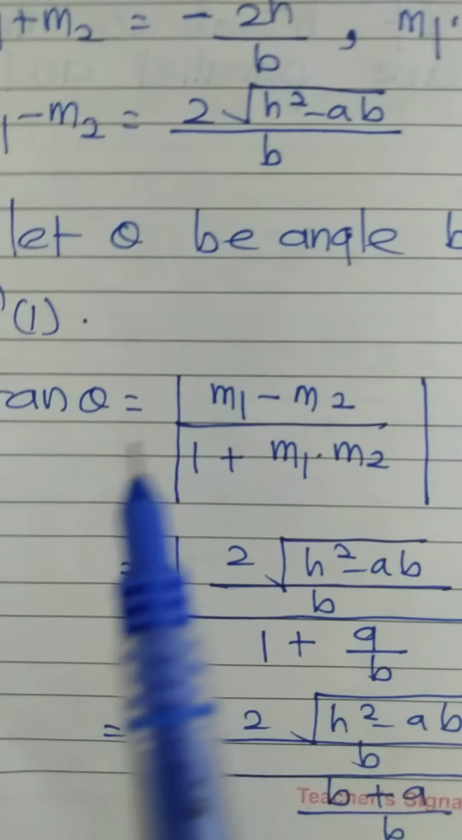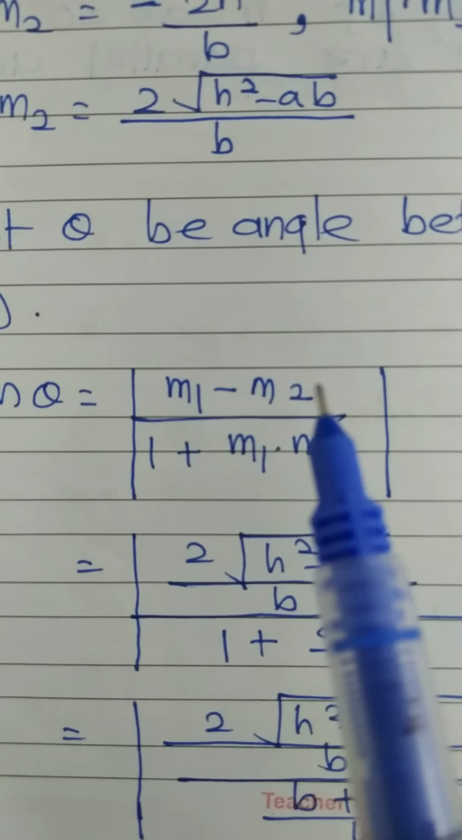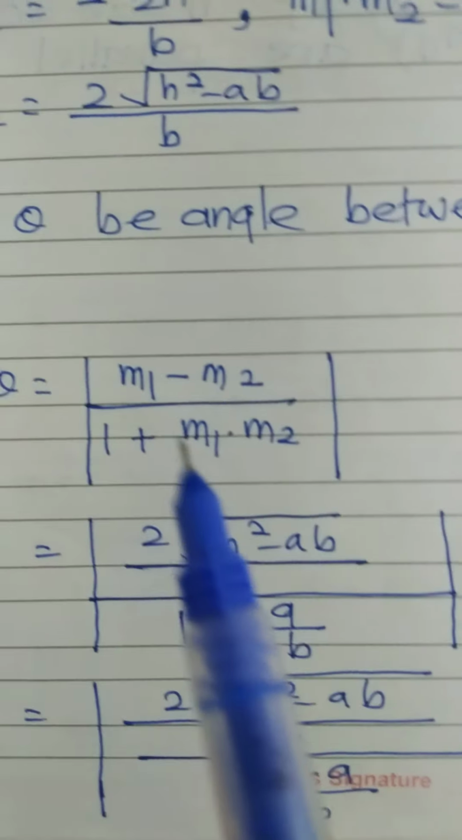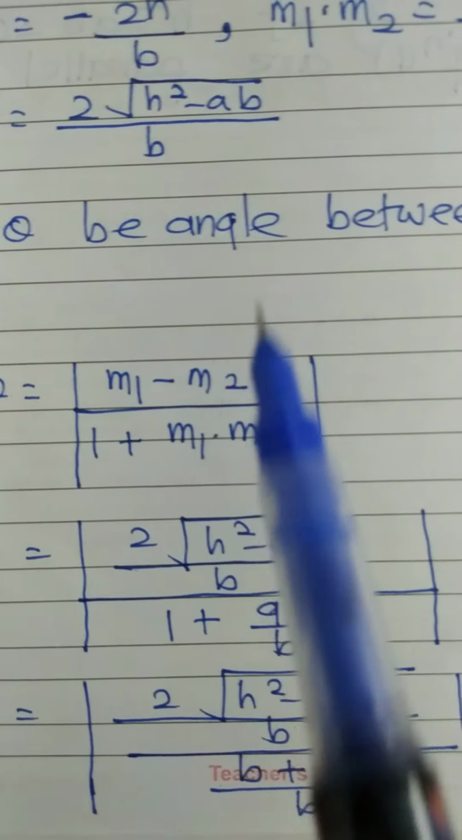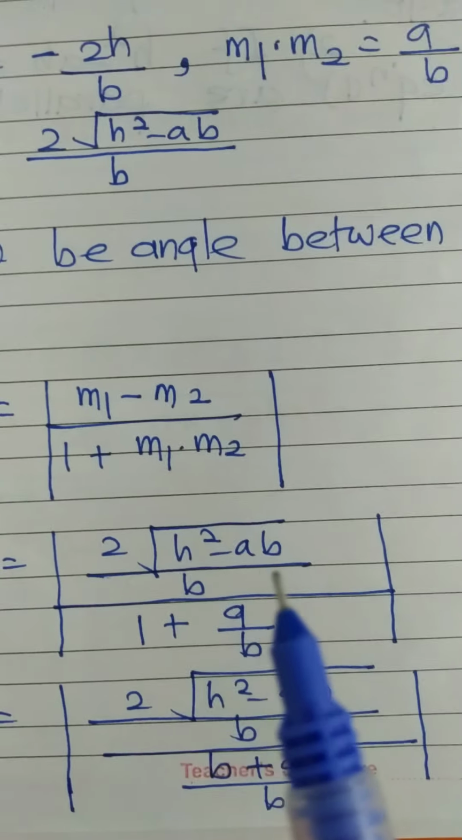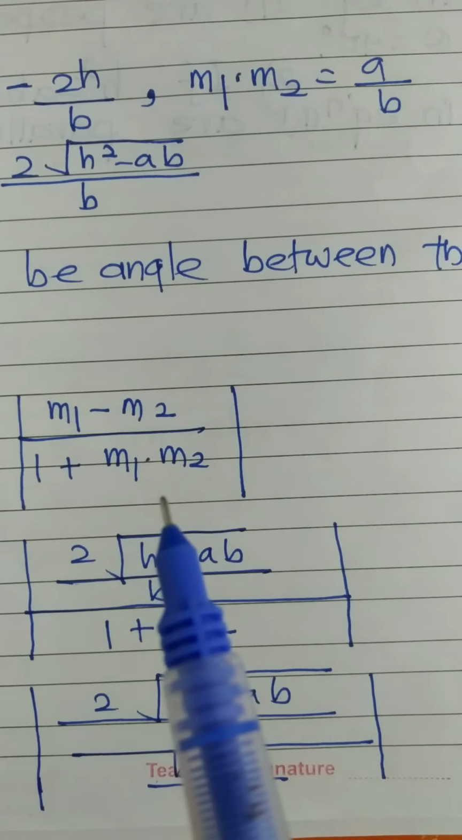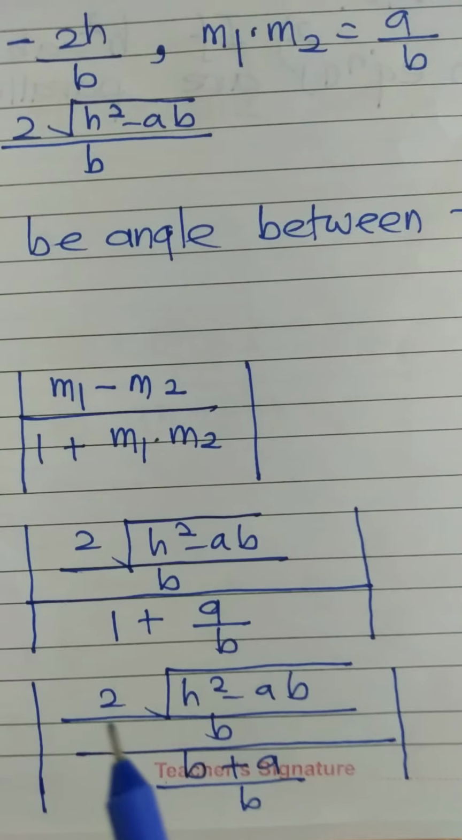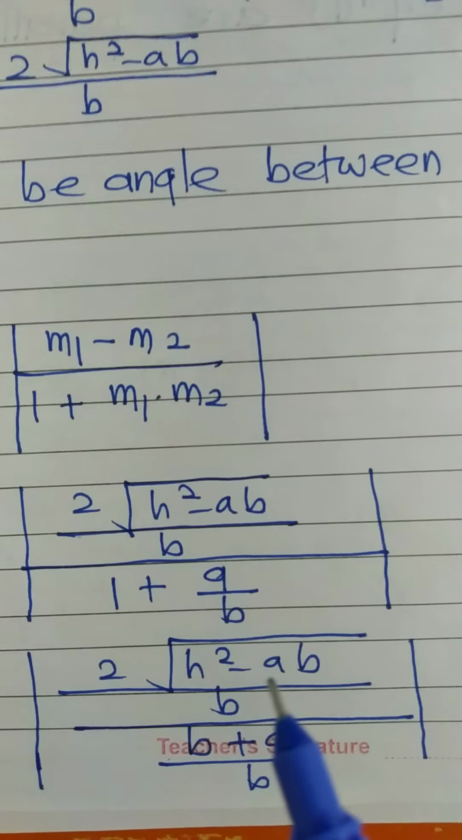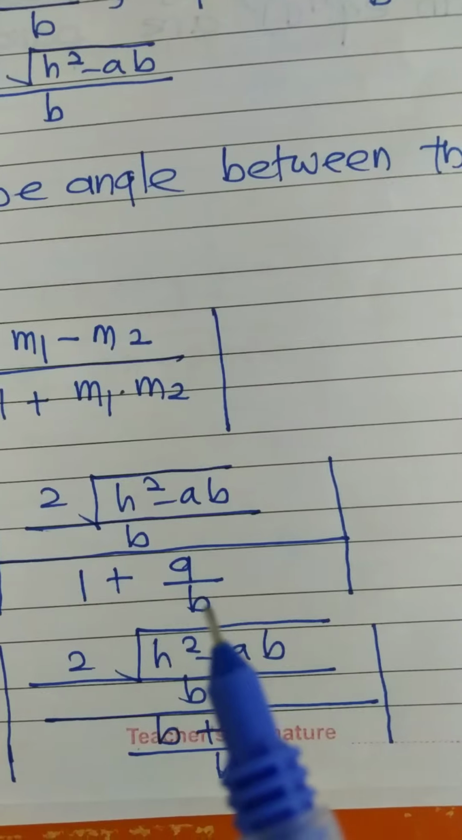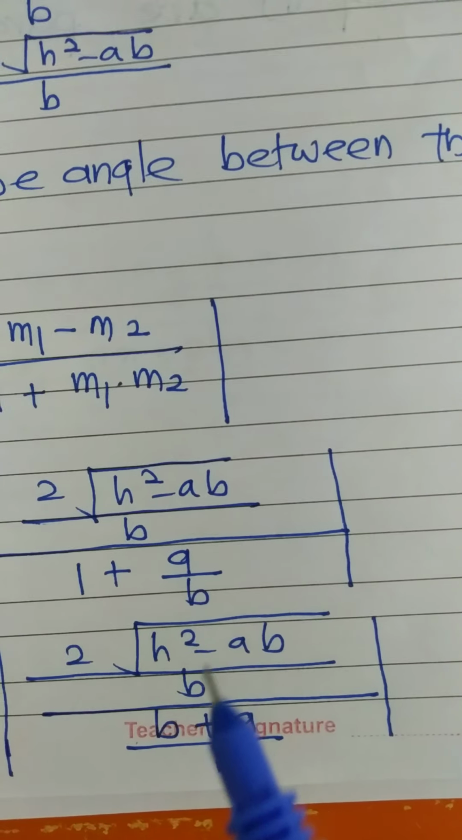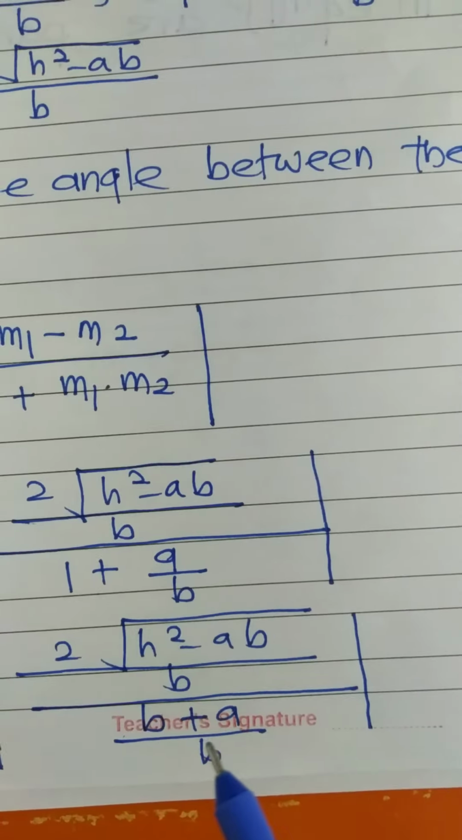Now again, let theta be the angle between the lines in equation first. You know the basic formula to calculate the angle between any two lines: m1 minus m2 upon 1 plus m1 m2. So you can put in the values: m1 minus m2 is 2 square root of h square minus ab upon b, and 1 plus m1 m2, where m1 m2 is a upon b. So 2 square root of h square minus ab upon b divided by, taking LCM as b, b plus a upon b. Therefore tan theta equals mod of 2 square root of h square minus ab upon b, now multiplied by b upon a plus b.